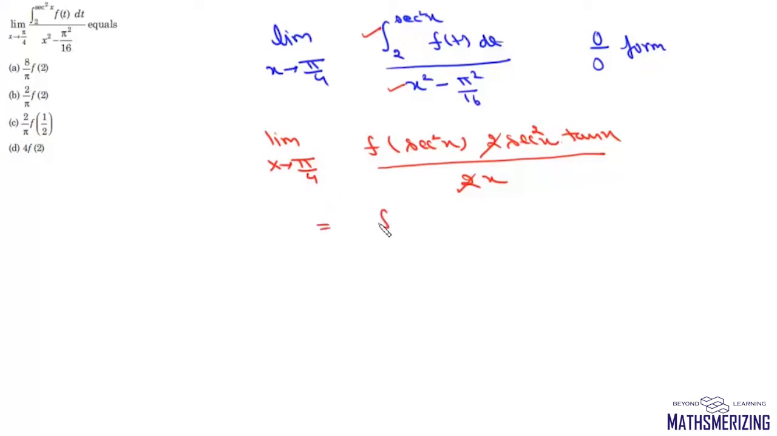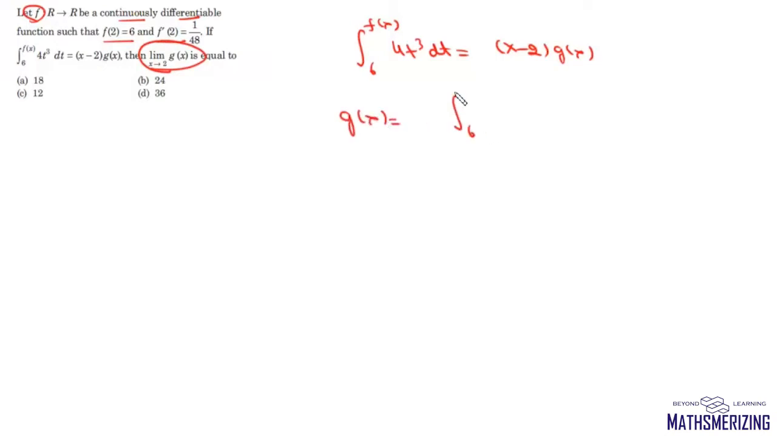So it'll be f of, now secant square pi by 4 is 2. This value is 2. Tan pi by 4 is 1, upon pi by 4. So the value of this limit will be 8 upon pi f(2), and that's your option A.